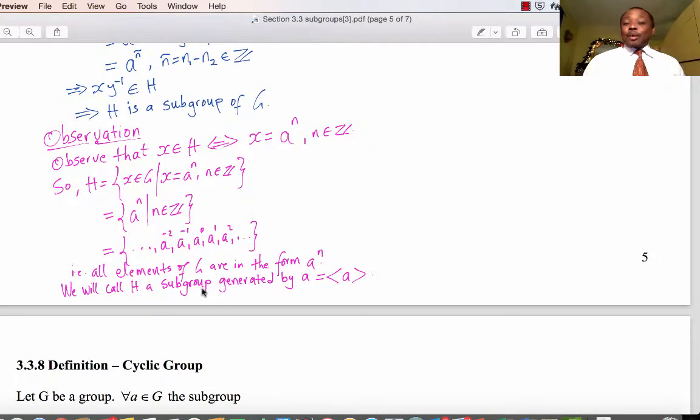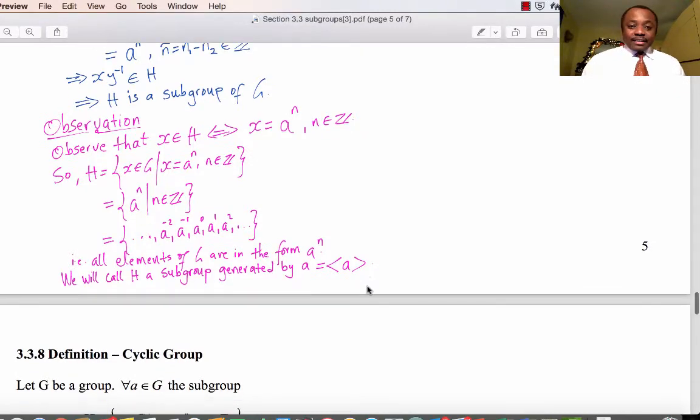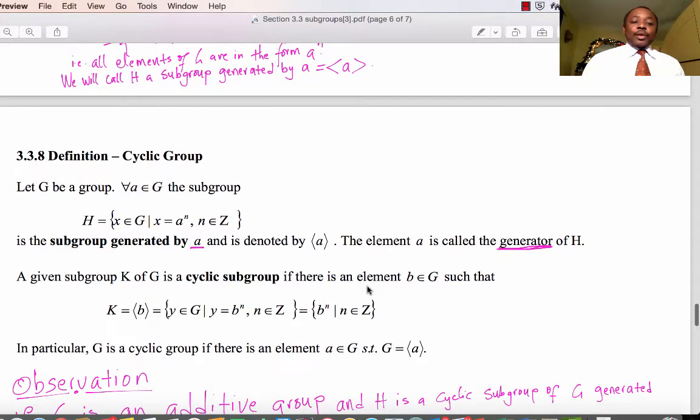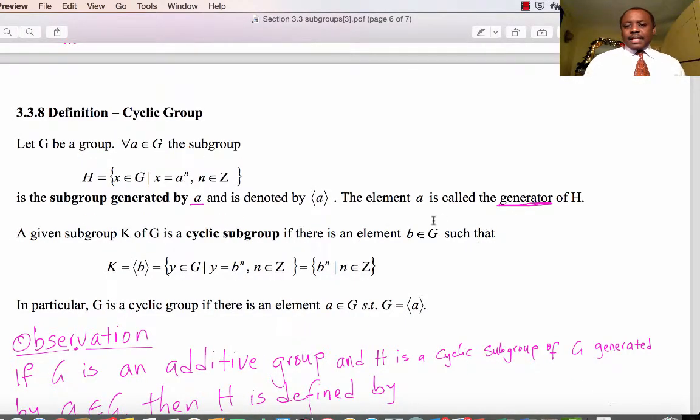We call H the subgroup generated by a, and this is the notation of a subgroup that is generated by a. And that leads us to subsection 3.3.8, definition. Let G be a group. For every a in G, let us look at the subgroup H, which is defined as the set of all elements x in G such that x equals a to the n, where n is an integer. Then, as we mentioned before, H is the subgroup generated by the element a and denoted as follows. We say that the element a is a generator of the subgroup H.